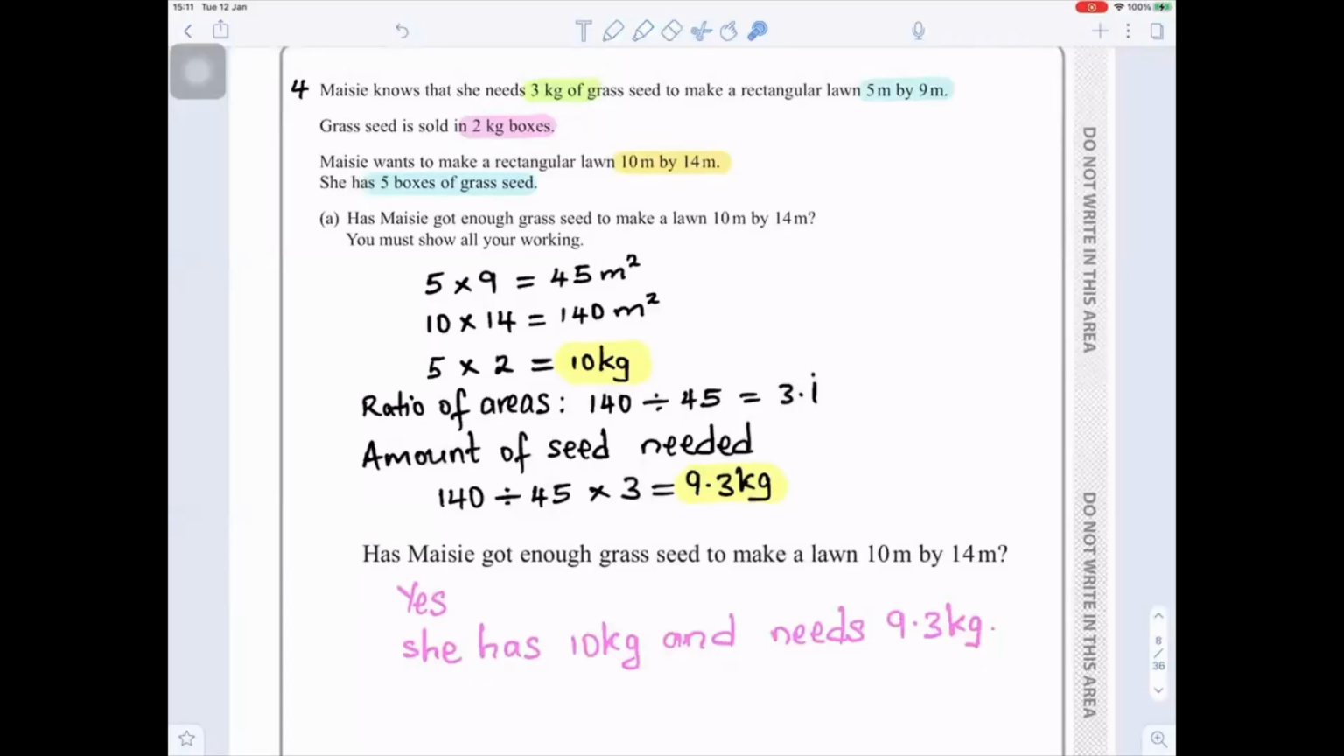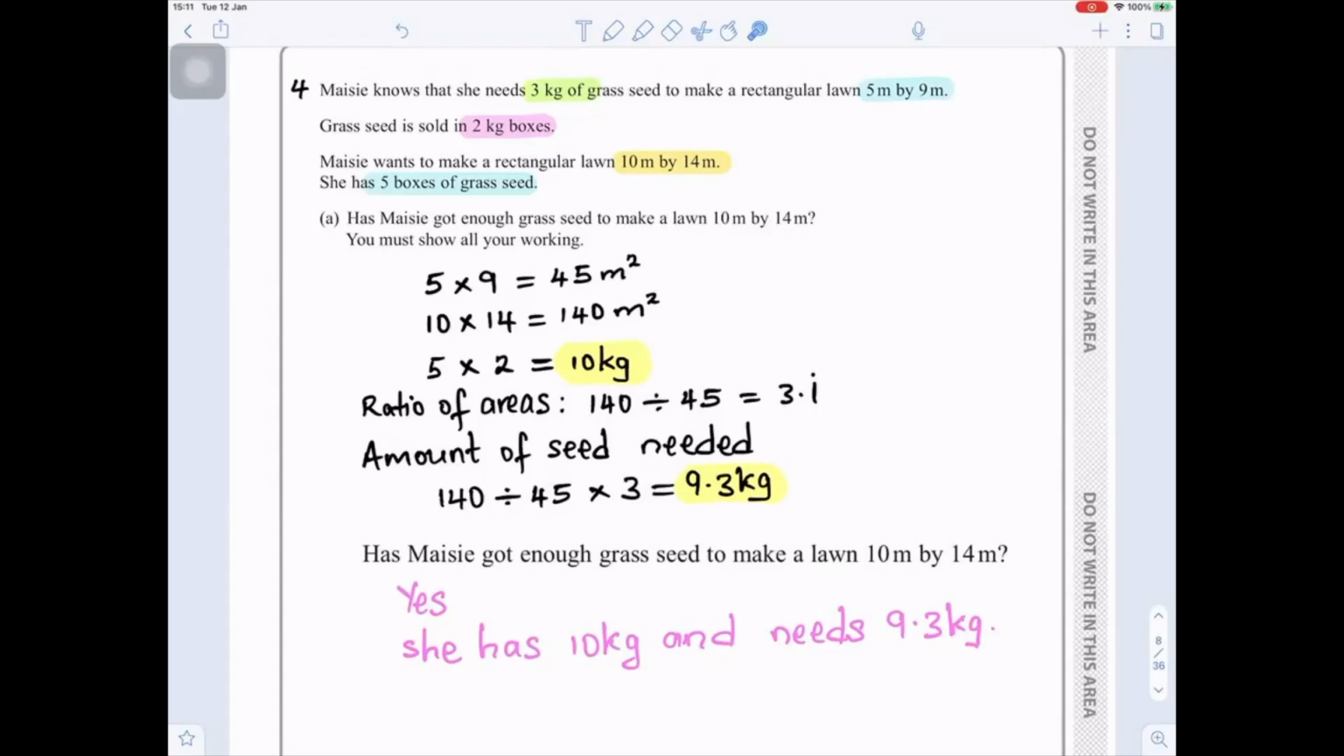To do this question, I first of all highlight all the important numbers. 3 kilograms of grass seed, 5 meters by 9 meters, 2 kilogram boxes, 10 meters by 14 meters, and 5 boxes of grass seed. When you do that in the exam, as an examiner, I see students do that. They underline it with their pencil. Some students highlight it. It's very important for you. It helps you to see what you're doing. And if you come back to check your work, you can quickly see the numbers. You don't have to go reading every single sentence again.